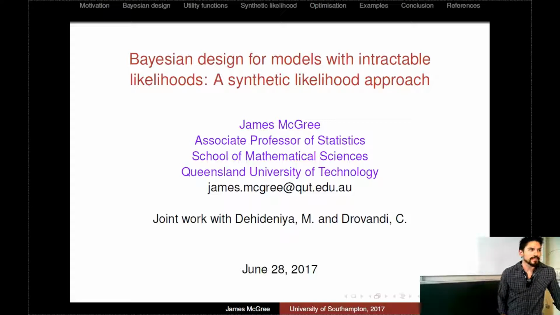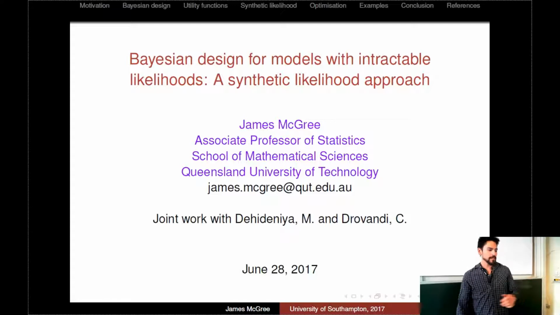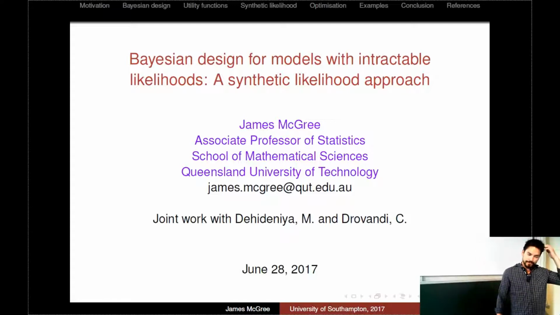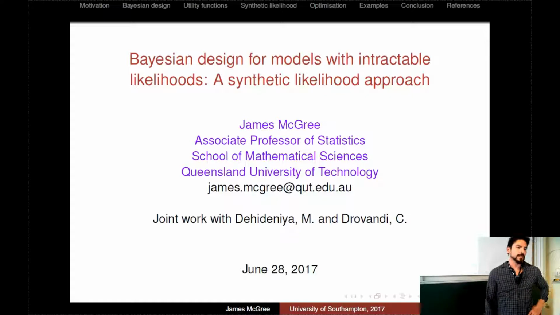Thanks, Anthony, and thanks to the organisers of MSG. It's great to give a talk here. So as Anthony said, I'm going to talk a bit about design for models with intractable likelihoods, and this is joint work with a PhD student at QUT, Mahasen, and also a senior lecturer at QUT, Chris Drovandi.